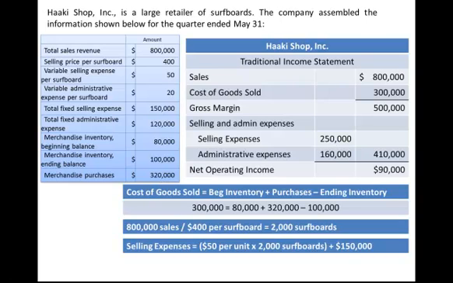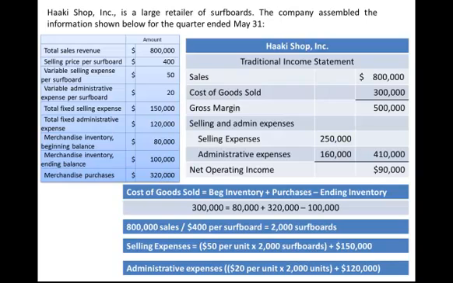So to calculate the selling expenses, we take our $50 per unit, or per surfboard, that is also listed on the left, times the 2,000 surfboards. That is our variable cost. Then we have to add in the $150,000 of fixed cost for selling expenses, and we come up with $250,000. Then for our administrative expenses, we do the same thing.